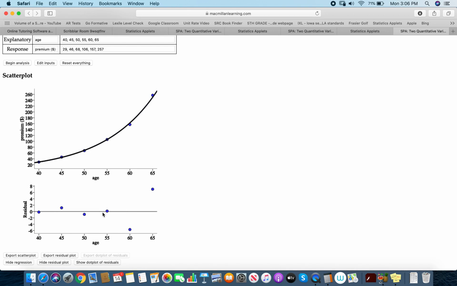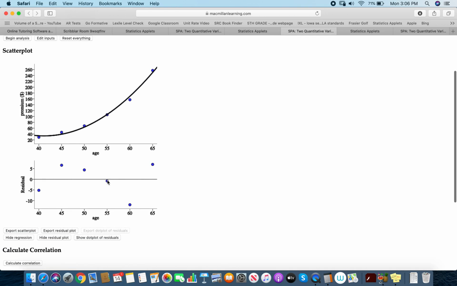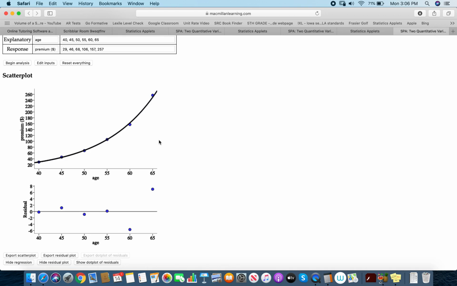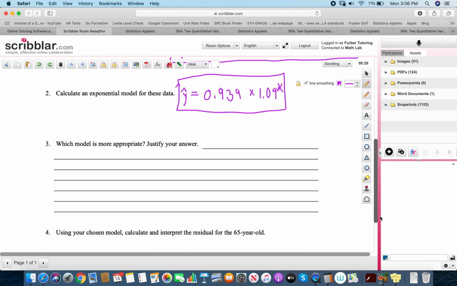And clearly the residuals are less because there's 1, 2, 3, 4 points that are closer rather than just maybe this 1 point right here, okay? So this is quadratic, this is exponential. And so the exponential is going to be more of an appropriate model. So that's what I'm going to write in here.